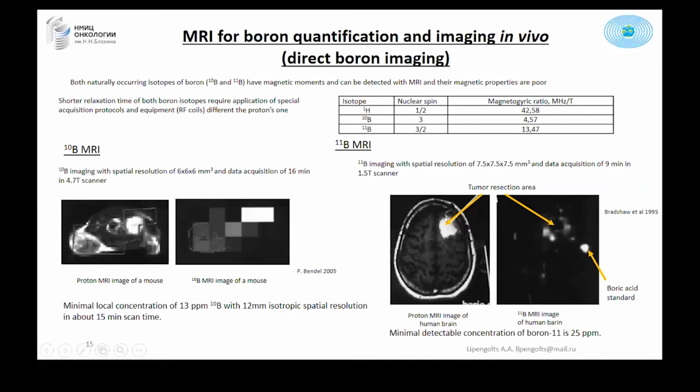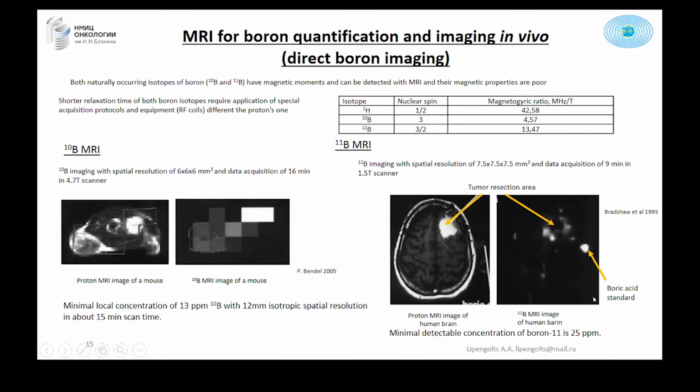A patient with a resected brain tumor was administered the boron-containing drug BSH, and you can clearly see that is a proton image, and that is the corresponding boron image. By the borders of the resected tumor, you can see accumulation of the boron pharmaceutical. And here you can see a reference tube with boric acid to help evaluate the intensity of the signal.